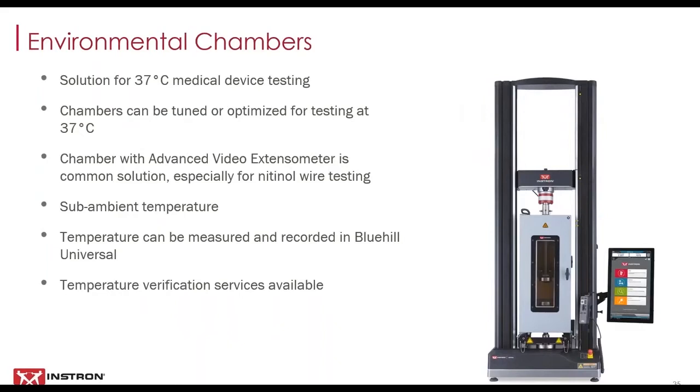For devices that don't require testing in a solution, but do require testing at body temperature, an environmental chamber is a common solution. These can be tuned to optimize test temperature control at 37 degrees C. A chamber is also often used with the advanced video extensometer as a common solution for many biomedical customers, especially for nitinol wire testing, since extensometry is required for most tests. Chambers also allow users to test at sub-ambient temperature if required. Blue Hill Universal can record the chamber temperature throughout the test, providing a record along with the rest of the test data. Instron service provides temperature verification services, so users can be confident they are testing at the proper temperature.